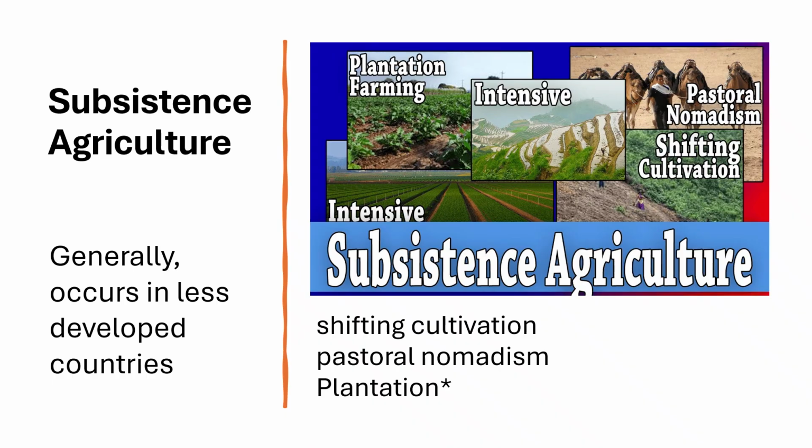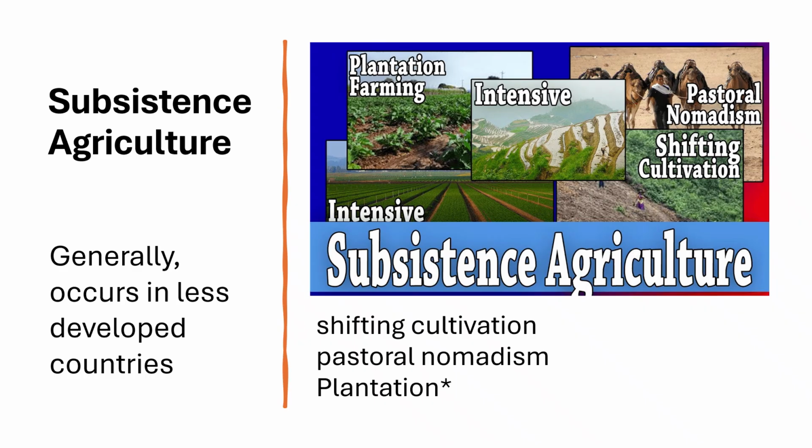Subsistence agriculture generally occurs in less developed countries where there is little to no machinery. You're farming by hand, you're digging holes, you're turning over soil, you're planting seeds one by one. And it includes what we call shifting cultivation, where you move around, burn the soil to get nutrients, you plant for a few years, and then move on. Pastoral nomadism is ranching on a tiny scale to feed your family. You are moving animals around to better pastures so they have grass to eat.